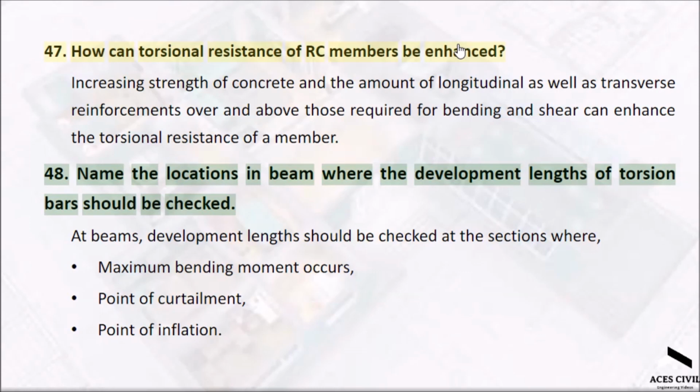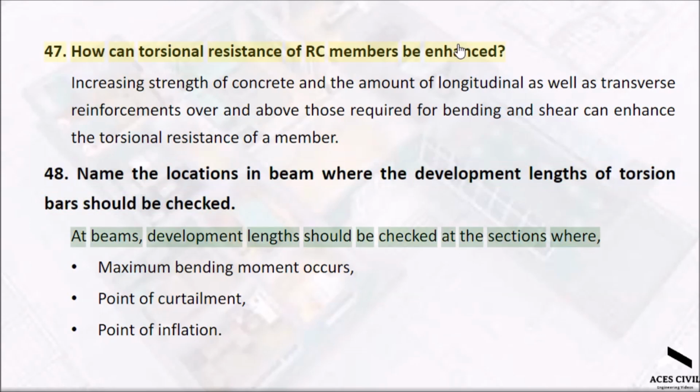Name the locations in a beam where the development lengths of torsion bars should be checked. In beams, development lengths should be checked at the sections where maximum bending moment occurs, at the point of curtailment, and at the point of inflection.